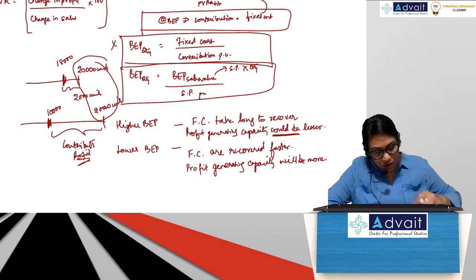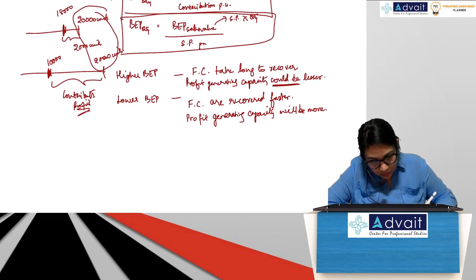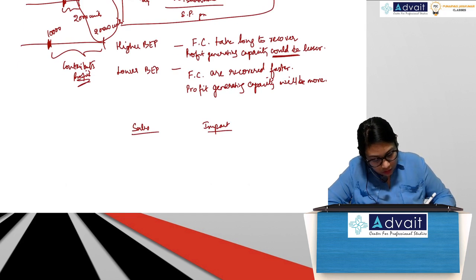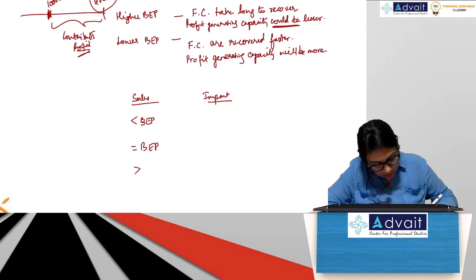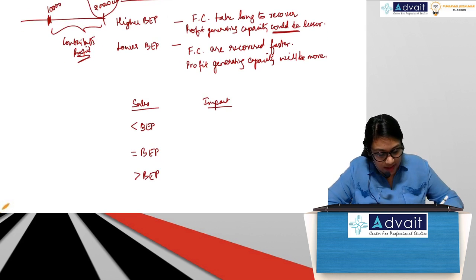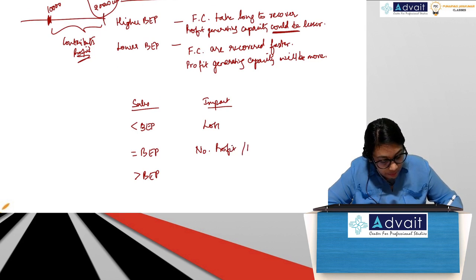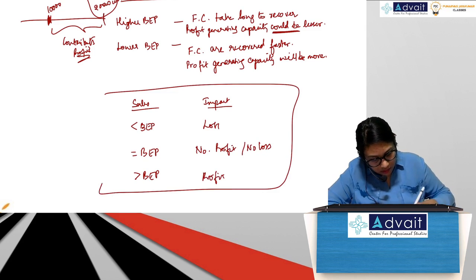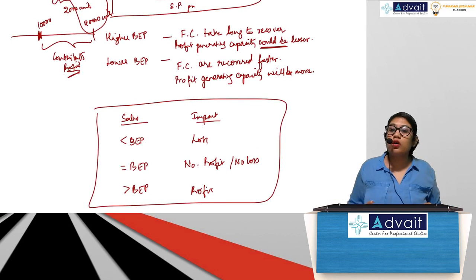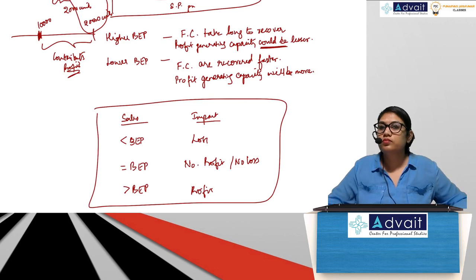Guys, okay? Also, please write down sales and impact. So if I'm selling less than BEP, equal to BEP, more than BEP, what happens? Less than BEP means loss. At BEP means no profit, no loss. And greater than BEP means profit. All this may be there in your book, but you write. No problem.